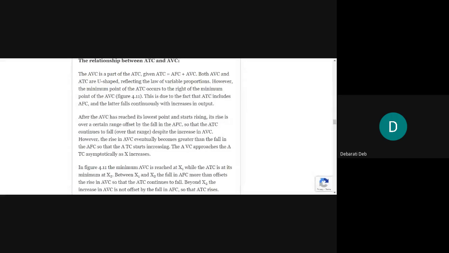Since ATC also has AFC in it, the minimum point will occur at a later level, right? Because there is an inclusion of AFC in ATC. At a later stage, the minimum point will occur. After the AVC has reached its lowest point and starts rising, its rise is over a certain range offset by the fall in the AFC.